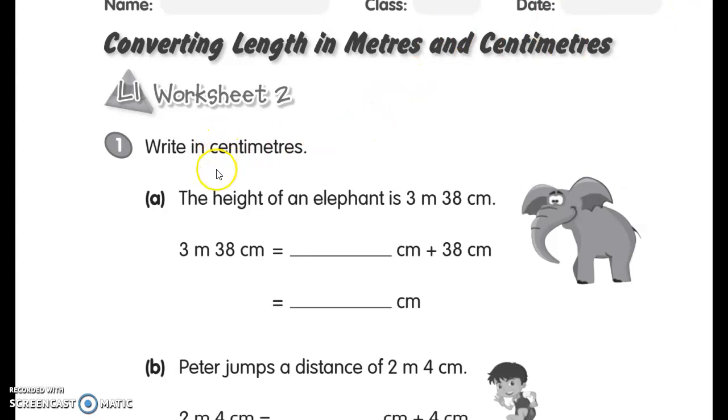Question 1, write in centimeters. A, the height of an elephant is 3 meters and 38 cm. So, how do we convert this into cm? We know that 3 meters is 300 cm. So 300 cm plus the 38 cm is 338. Okay, put a small little tick for yourself if you got this right. So good job.